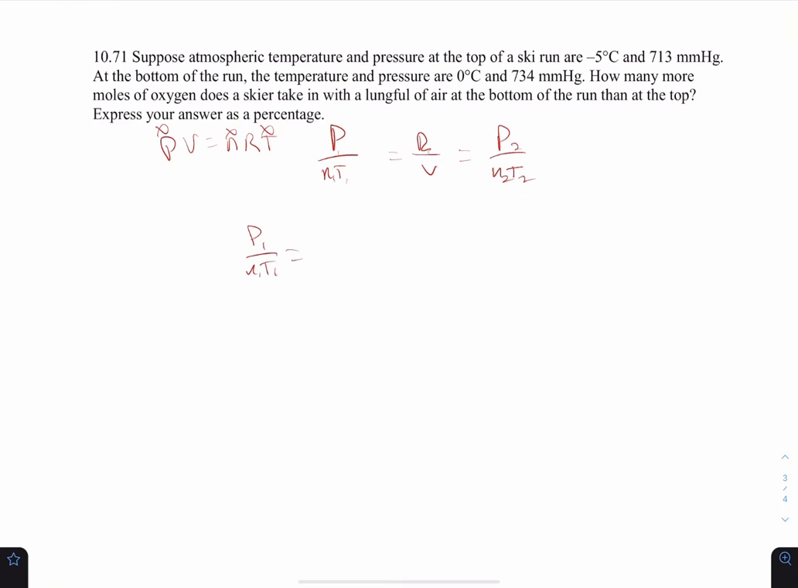Hopefully you've got the pattern down now. Now, if we look here, what are we looking for? We're actually looking for how many moles N2 has, right? Assuming N2 is the bottom of the run, how many more moles is N2 than N1?